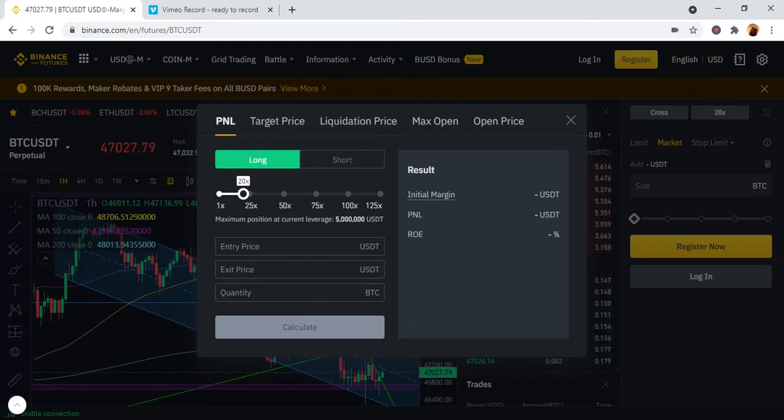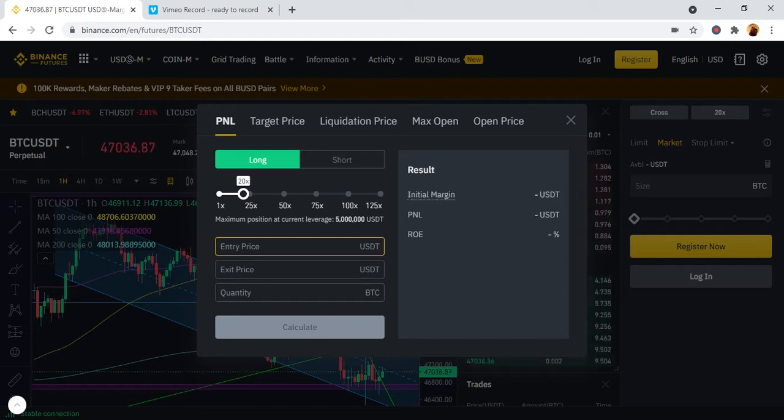Take for instance now you are purchasing a particular trade and you want to know how much you'll be making or how much you'll be losing from such a trade. You need to calculate this by using this calculator so that you will know how much you are risking on that particular trade, so that you will not risk more than what you are able to afford to lose. So it's a risk management tool.